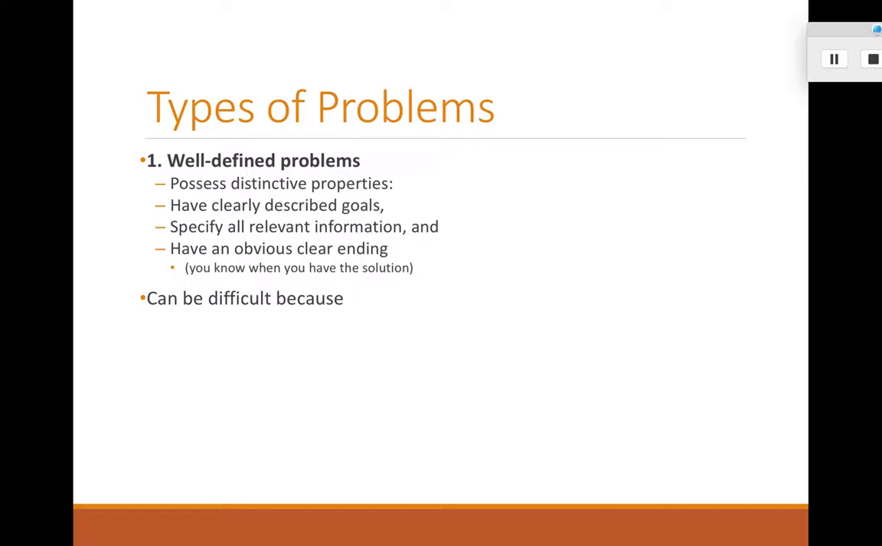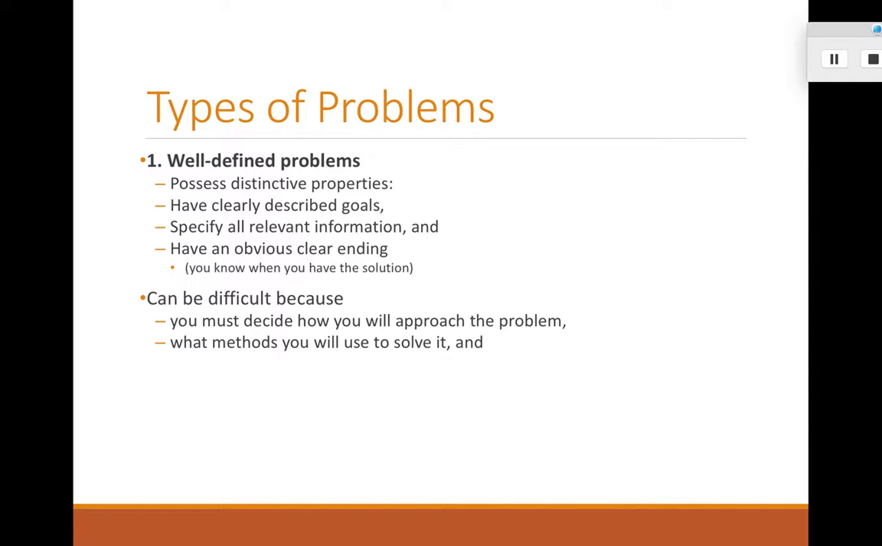It may just look like the problem has been solved for now, and yet hopefully the problem does not reoccur in the future or even explode in some particular instances, right? I'll give you an example of this in just a bit. So when we think of well-defined problems, it's very difficult to actually solve them because we have to decide how we're going to approach the problem, what method to use to solve it, and what's the best way for us to actually reach our goal.